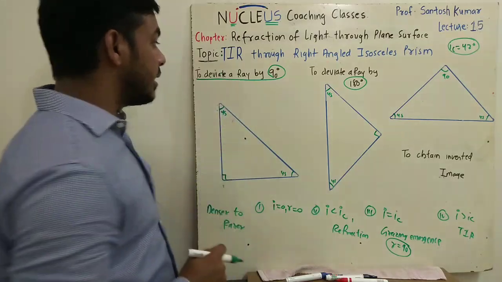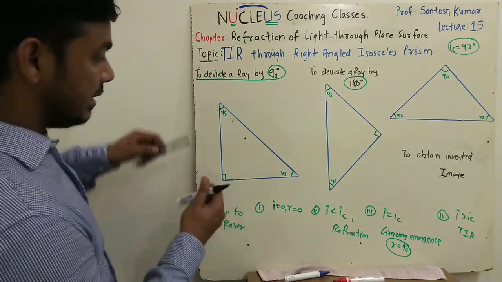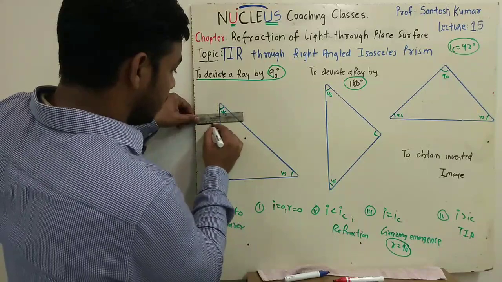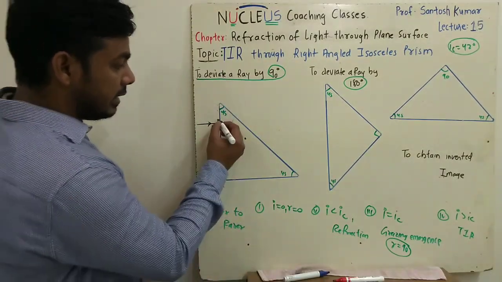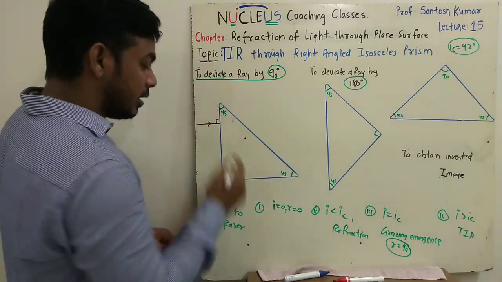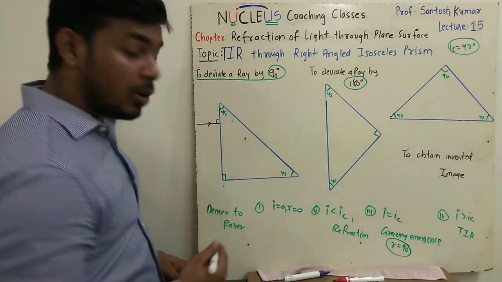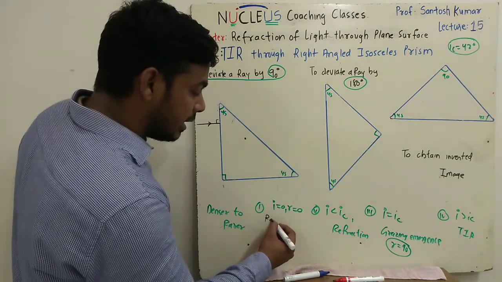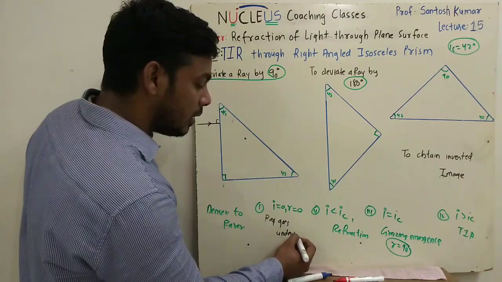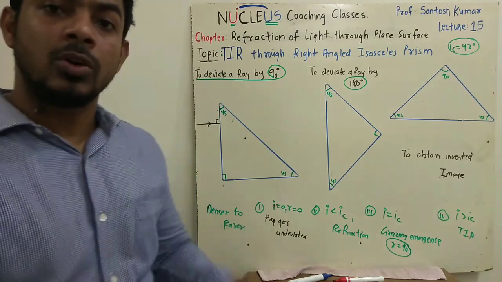So let's consider the first case where we have to deviate a ray of light by 90 degrees. Now I will consider a ray incident normal to the surface. So this is the incident ray, and you can see it is incident normal to the surface. This is the first case I am talking about, where angle of incidence is 0. So the angle of refraction will be 0, and we say the ray goes undeviated.